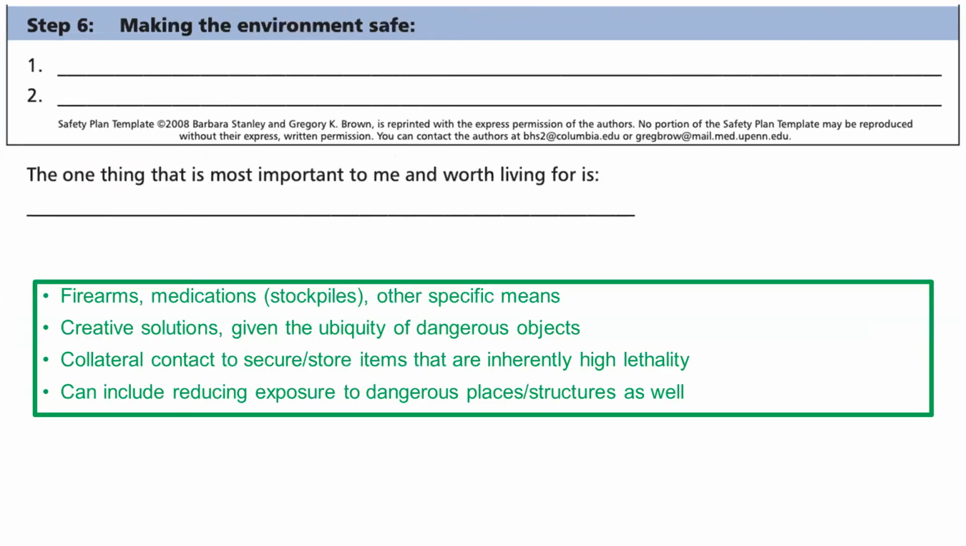So the last step here, it's the smallest section on the form, but it's one of the bigger things you're going to do, is making the environment safe. So this is really the means safety piece of it. You may have heard this talked about as means restriction.